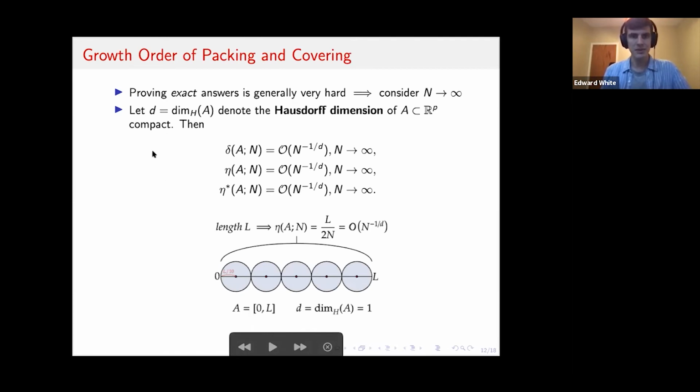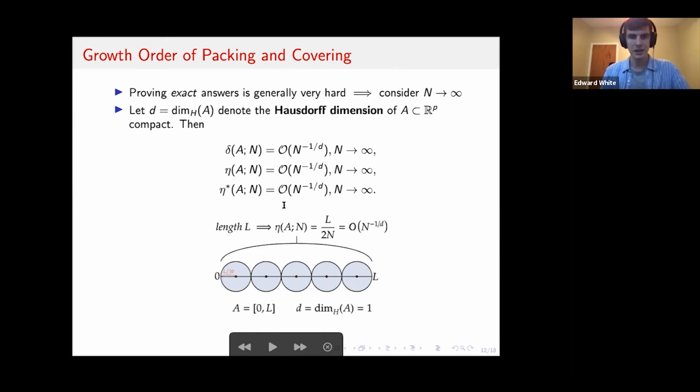So I said previously that packing and covering feature the same growth order, and that's presented here. And this is one of the main things that we're able to use, is the fact that because packing, covering, and unconstrained covering all have this similar growth order, we expect similar behavior with these limits that are mostly the same. And so since proving exact answers is in general hard, that's why we're working a lot with the asymptotics to get an idea of the asymptotic behavior as we increase the number of points. So we're taking D to be the Hausdorff dimension of our set A.